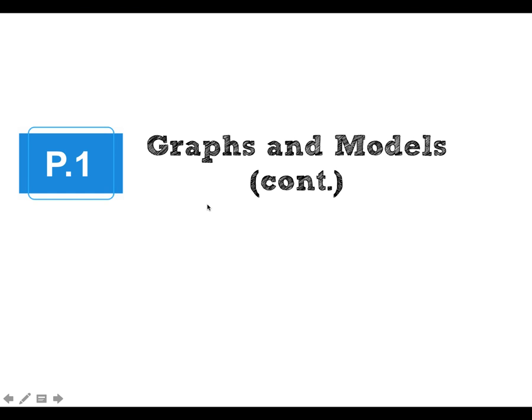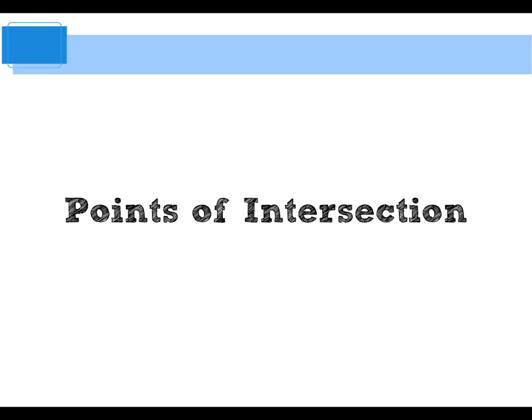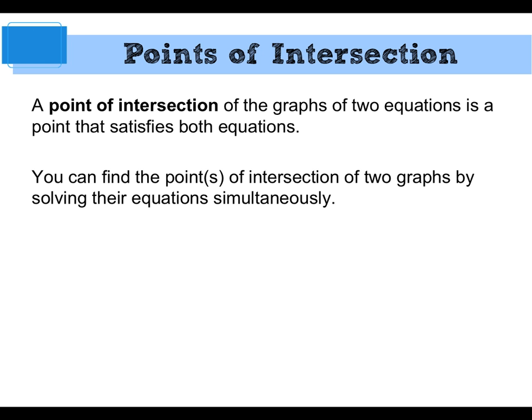Alrighty then. Let's pick up where we left off yesterday. So, yesterday we talked about x and y intercepts, which technically is finding points of intersection. We are finding points of intersection between functions and one of those lines, either the x-axis or the y-axis. Today we're going to expand it a little bit and find points of intersection between two functions.